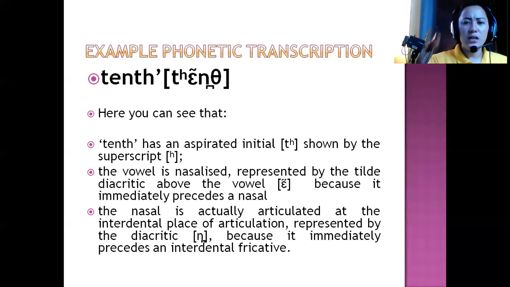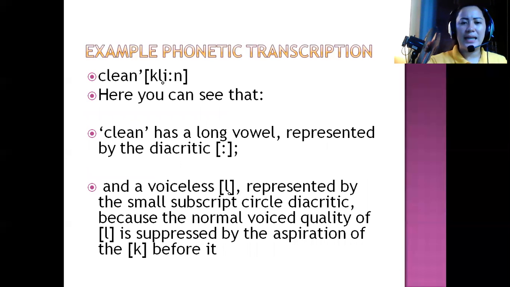So next, we have the word clean. Since you see a diacritic, it means it's a long vowel, represented by this diacritic. If you are familiar with the phonetic symbols, you might be certain every time you pronounce a word. And there's a voiceless sign: a small circle below the L. Voiceless, that's an allophone of L.